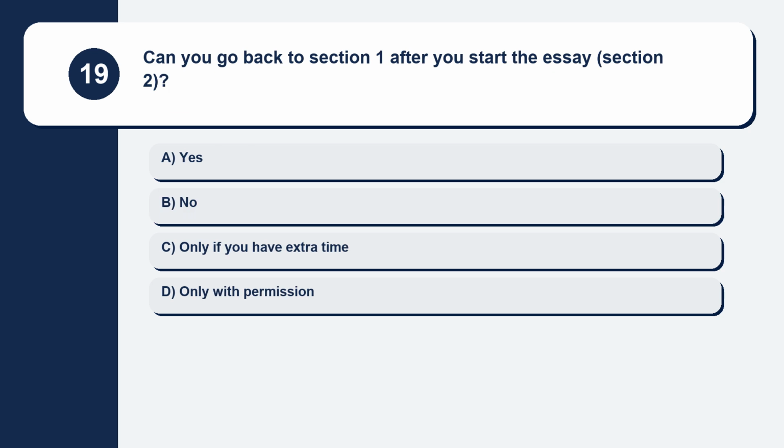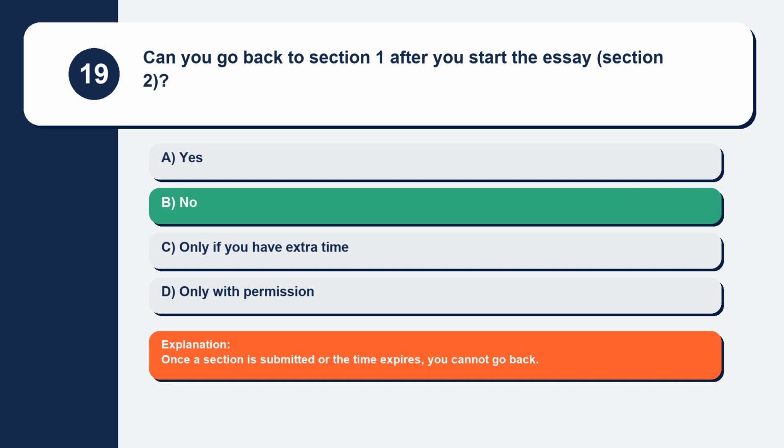Question 19. Can you go back to section 1 after you start the essay, section 2? Yes. No. Only if you have extra time. Only with permission. Once a section is submitted or the time expires, you cannot go back.